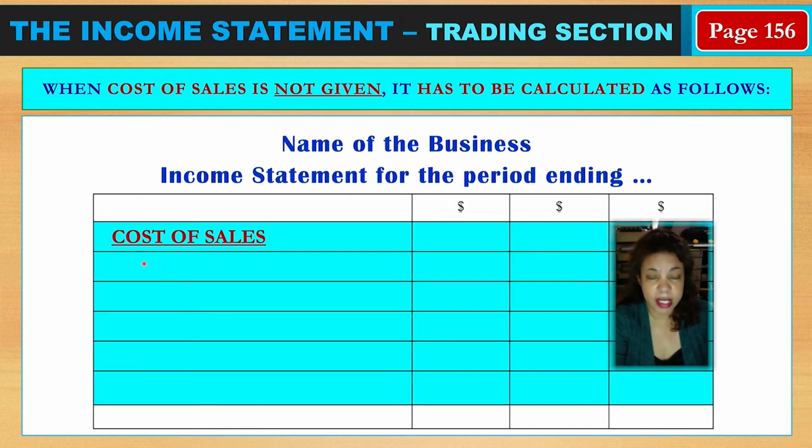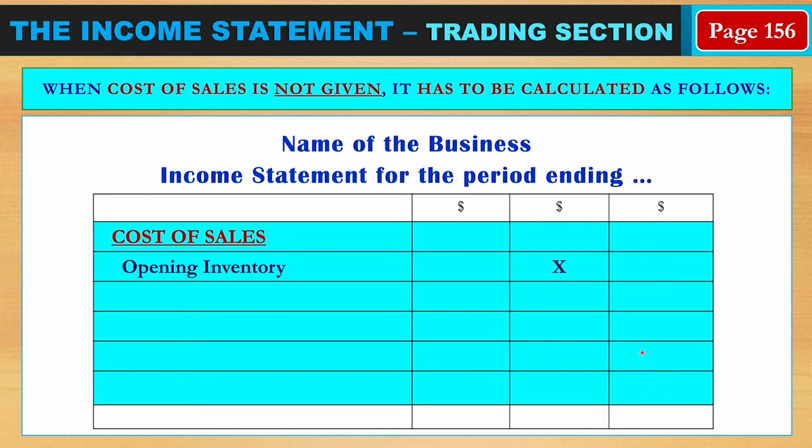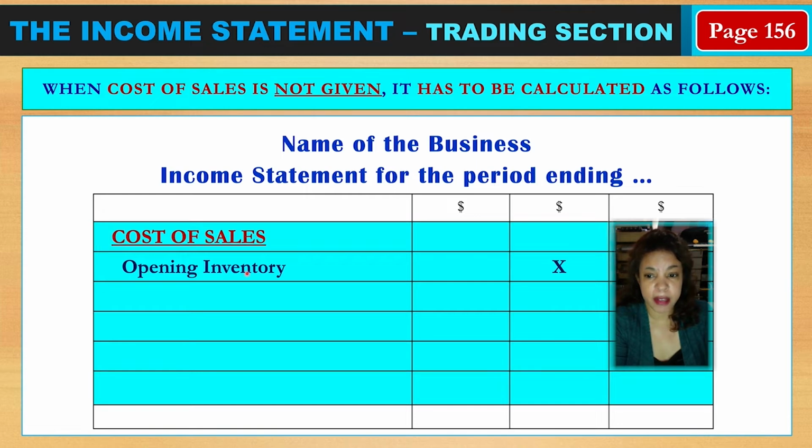First item to calculate, opening inventory. What is opening inventory? The amount of inventory you have at the beginning of the period. Just picture it in your business. You have a warehouse. How much inventory do you have in your warehouse at the start of the period? That will go in the middle column. Why not the last column? Because we have to do calculations. So we're going to use these other two columns to do our calculations. And then when we finally get our cost of sales, we're going to put it in the last column. So we start with opening inventory.